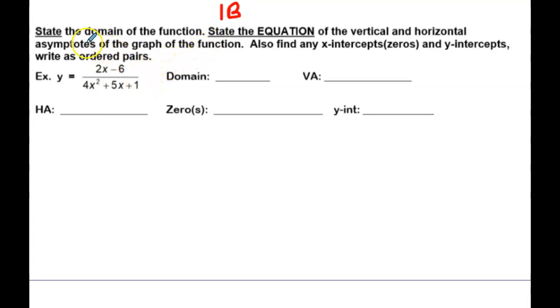This is the problem. Okay, so you might want your Peach reference sheet if you don't have it handy, but it says state the domain of the function, state the equation of the vertical and horizontal asymptotes, and also find x-intercepts, y-intercepts as ordered pairs.